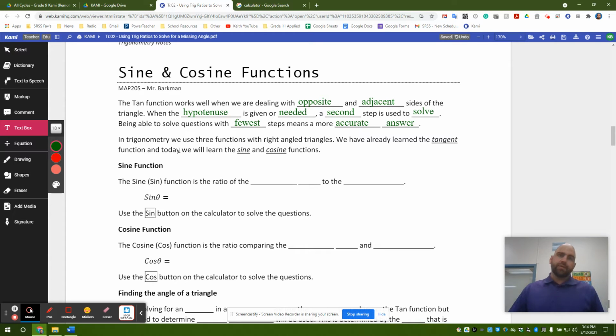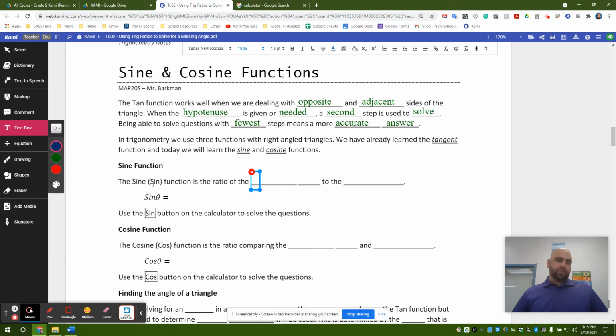Now in trigonometry, we have three functions with right angle triangles, and I've showed them to you on your calculator, and we have the other names up here as well. We've already learned the tangent function, and now we're going to go through the sine and the cosine function. Now these ones, again, we shorten the name as well, but it is sine and cosine. So it's very important that we remember those names. It's not sin and cos, even though that might be the shorthand for it.